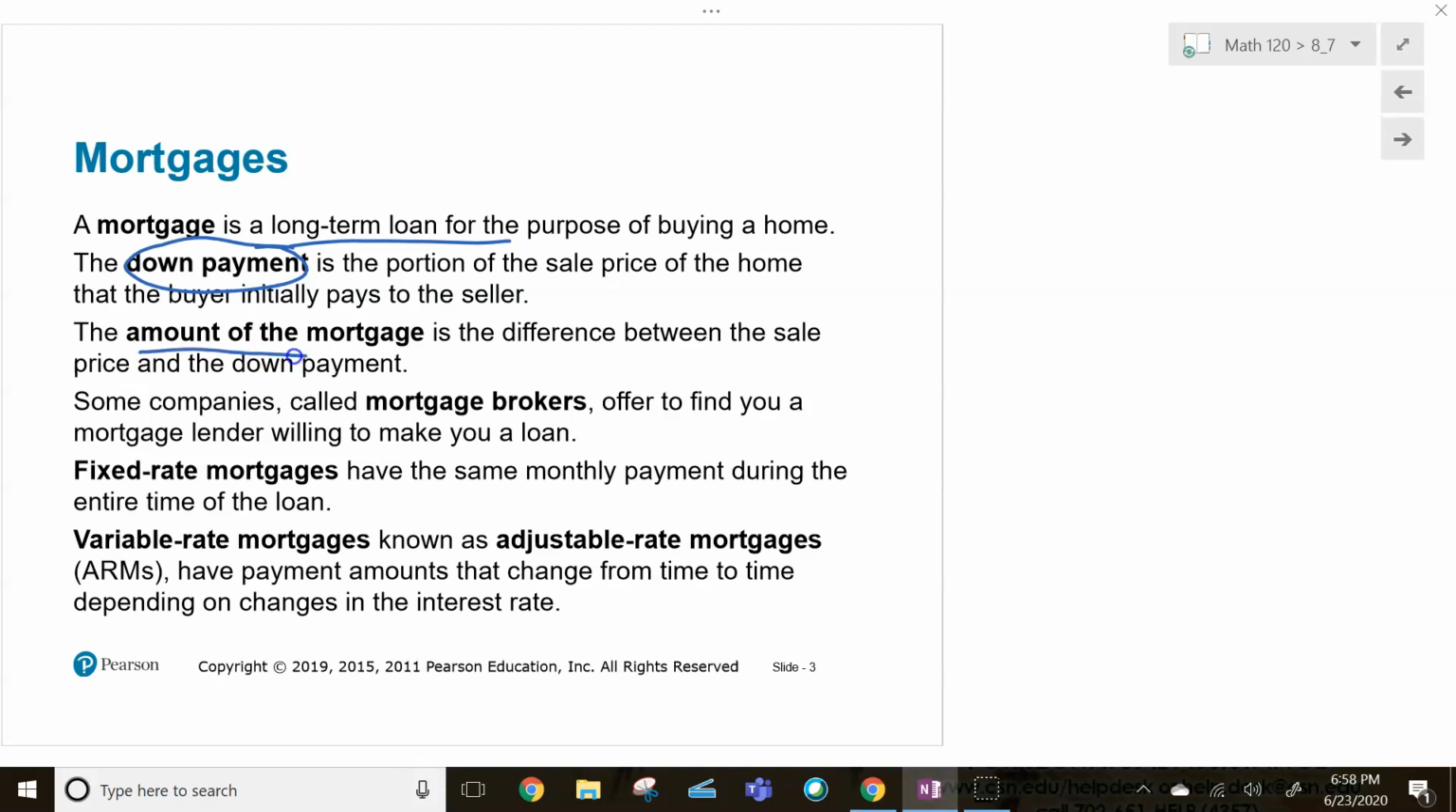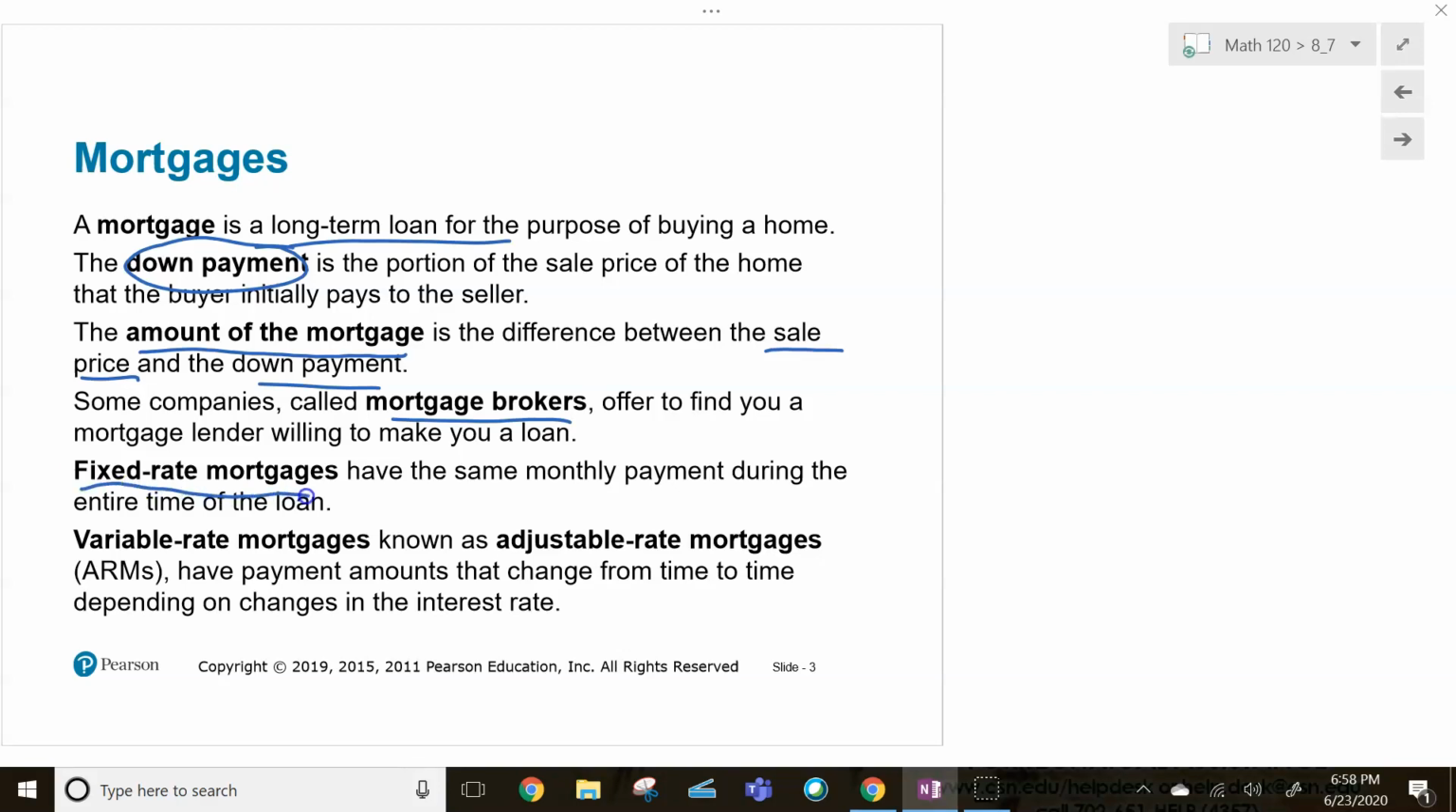The amount of the mortgage is the difference between the sale price of the house and how much you put down, right? So if you buy a house for $200,000, but you put 40,000 down, your mortgage is only 160,000. 200 minus the 40, 160,000. Mortgage brokers will compare lenders for you to help you find the best deal on a mortgage.